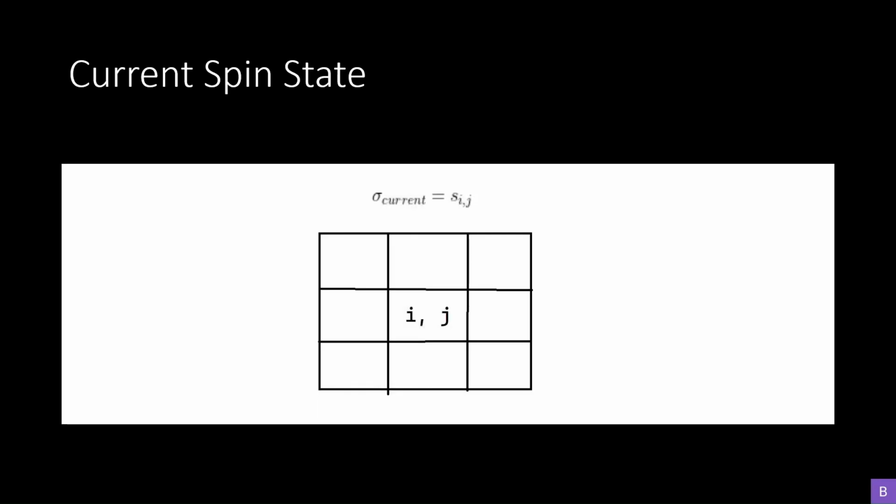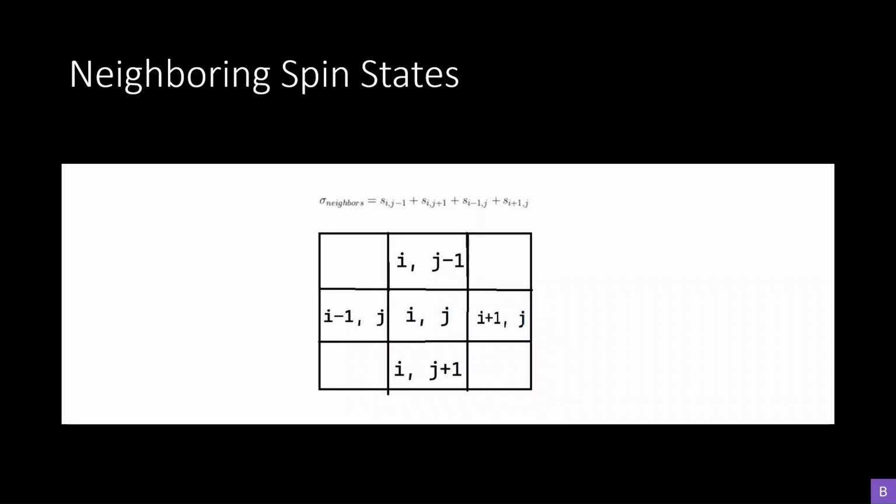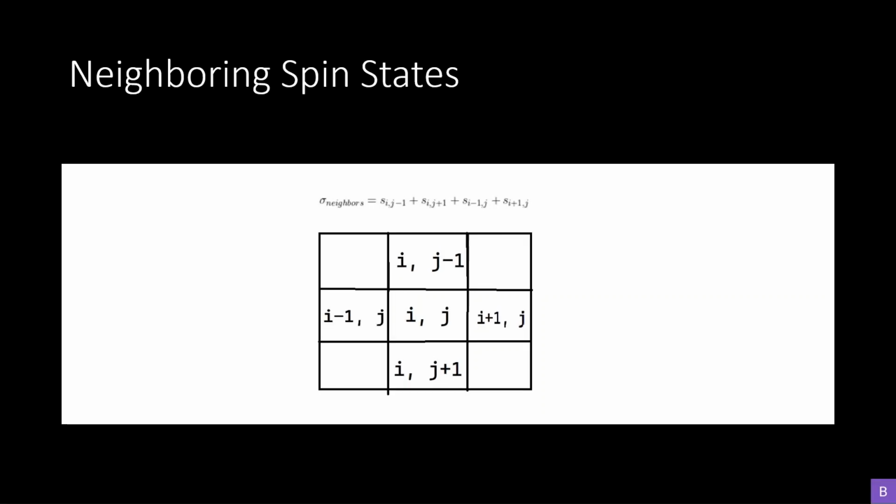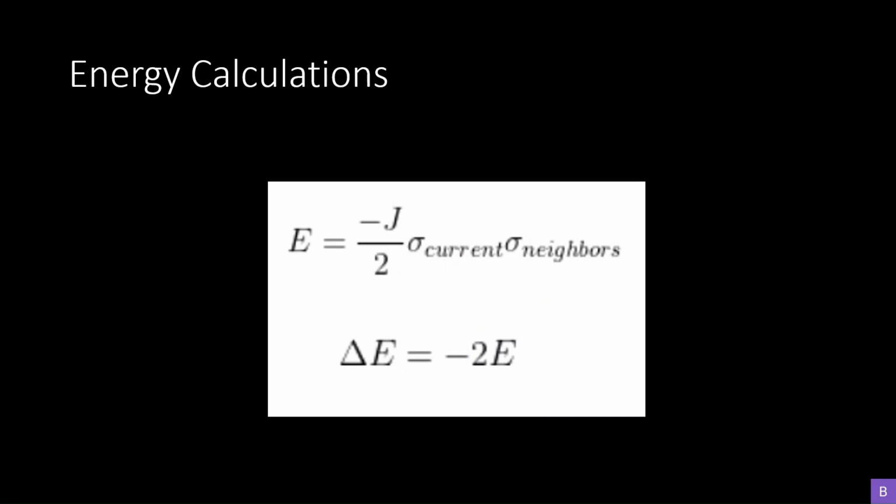For each point in row i and column j in the grid, we'll assess its current spin state, whether it is 1 or -1, as the value sigma current. The spin states of the neighbors above, below, to the left, and to the right of it can be summed as the value sigma neighbors. The energy of this point is equal to -J over 2 times the current spin times neighboring spins. J is a coefficient that tells us how strong the magnetic interaction between the system's neighbors is.